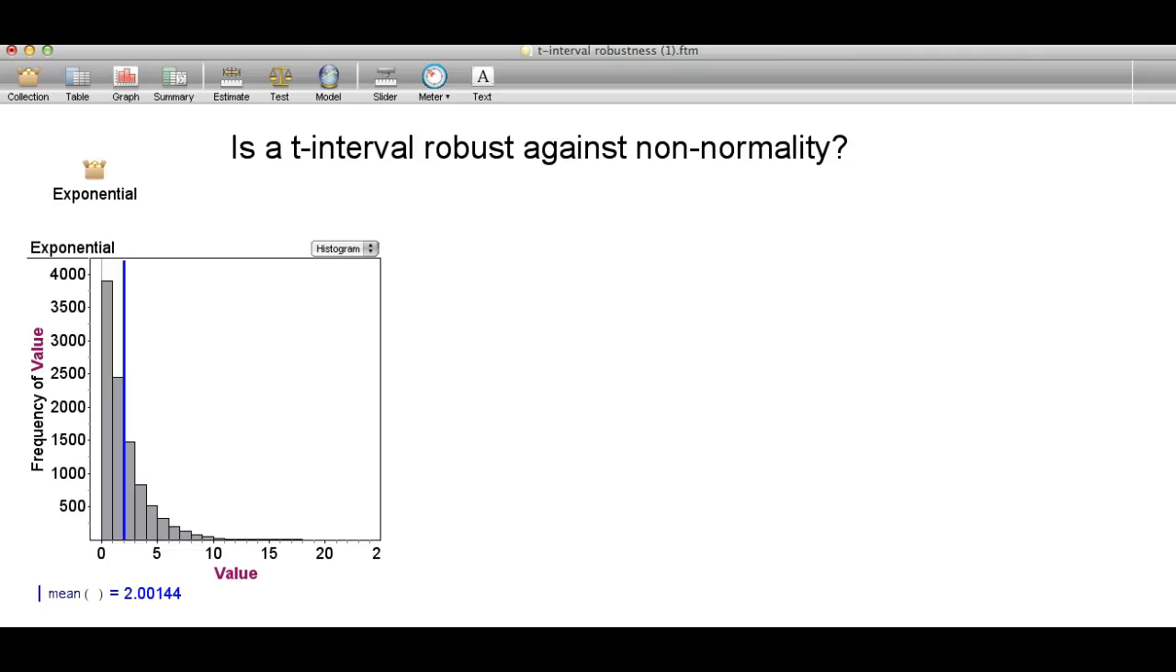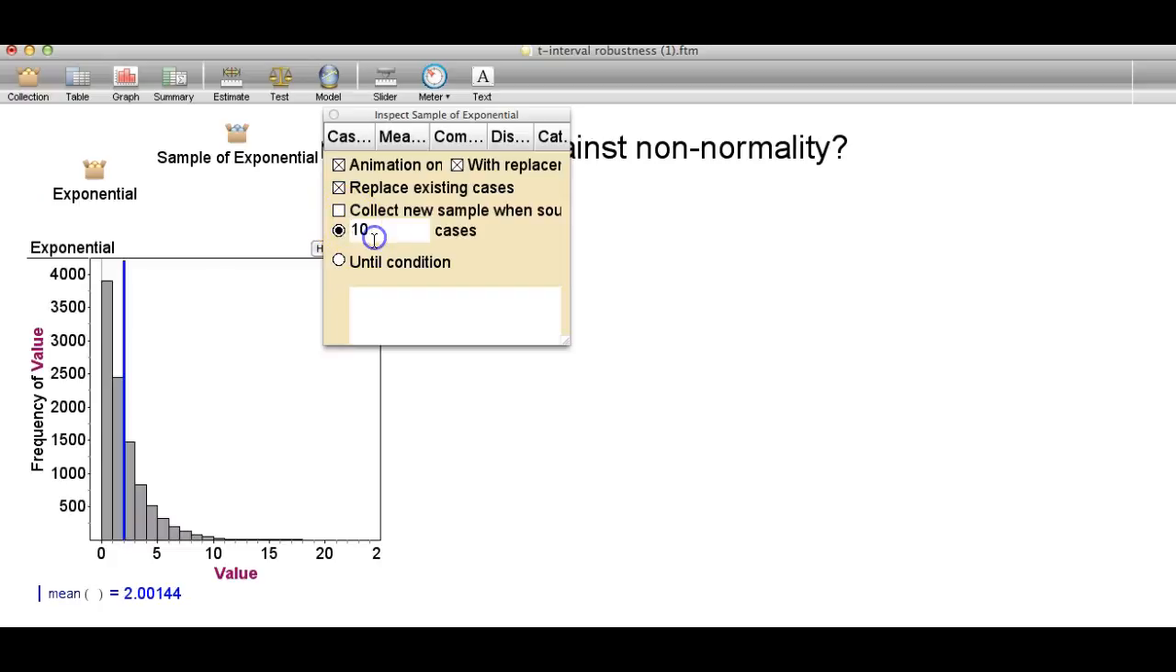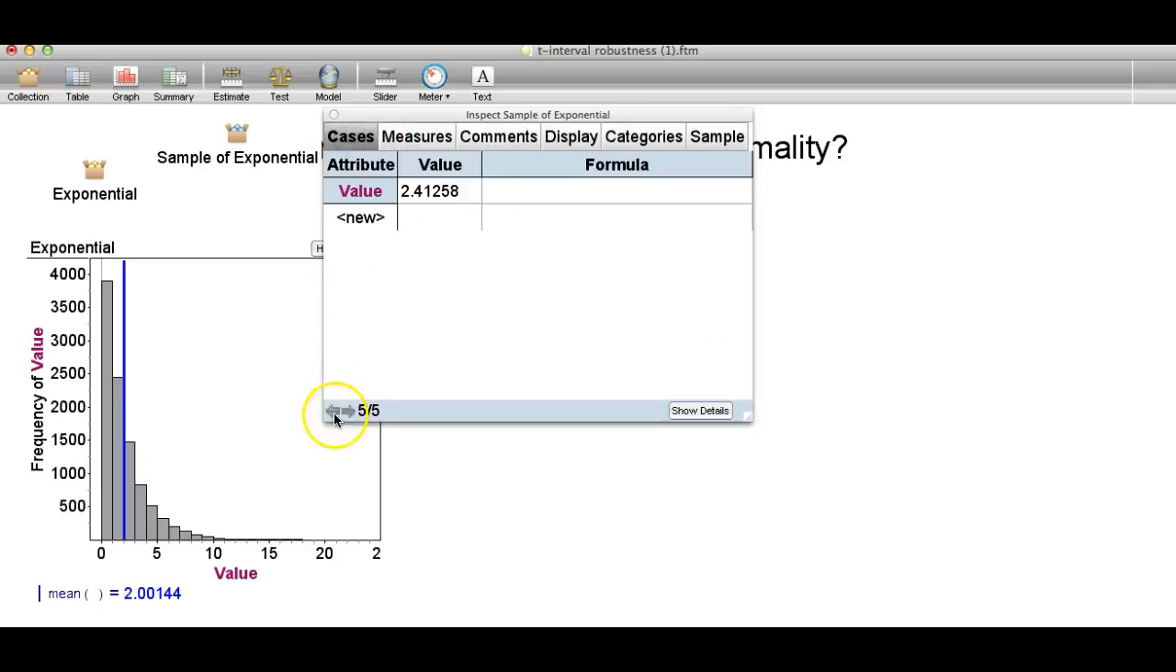Let's take a look at a highly skewed distribution and small sample sizes of 5 and see if the intervals that are created are robust. So let's sample some cases, and let's sample 5 cases. And we can see that there are 5 cases in here with values bigger than 2 and smaller than 2. Notice our mean is about 2.